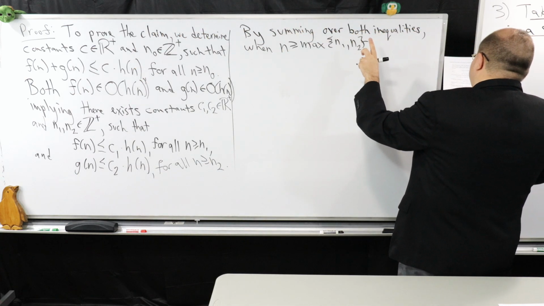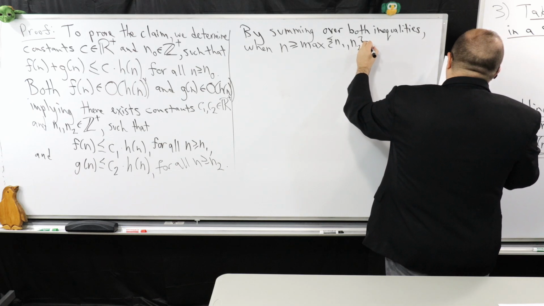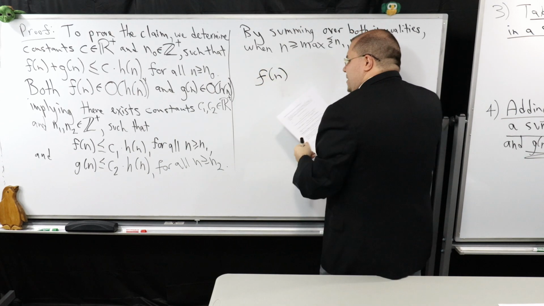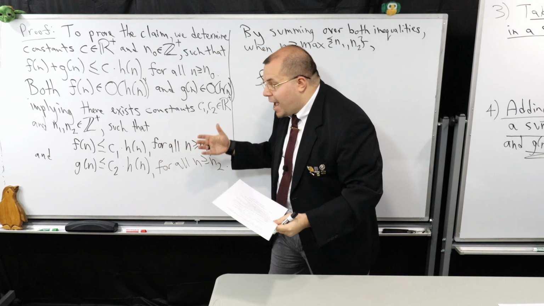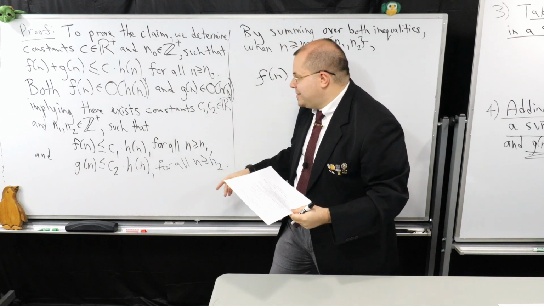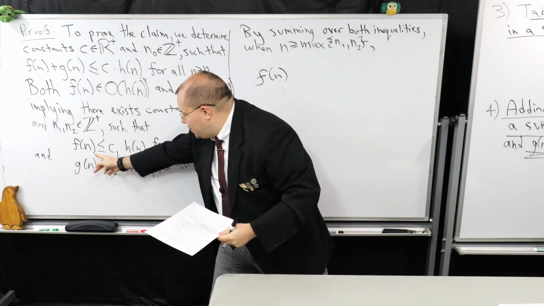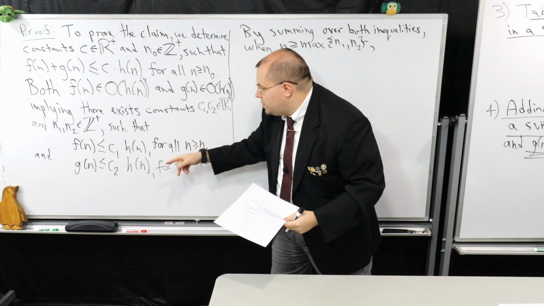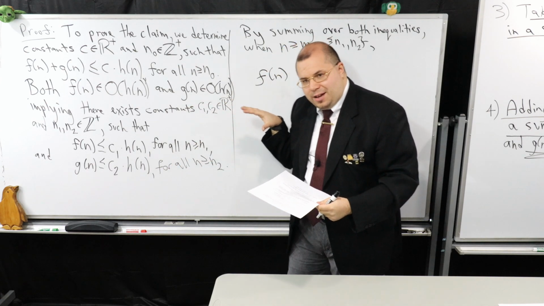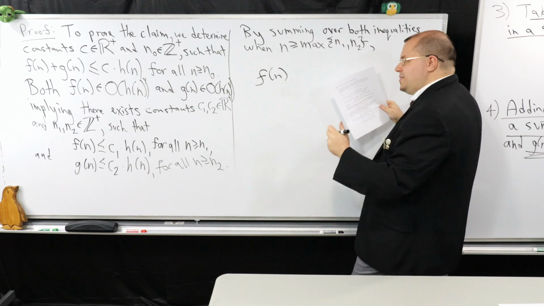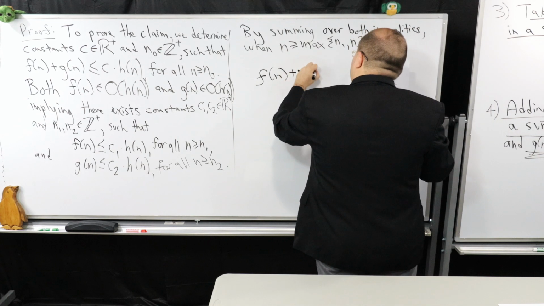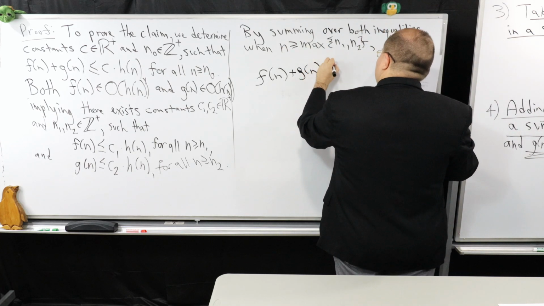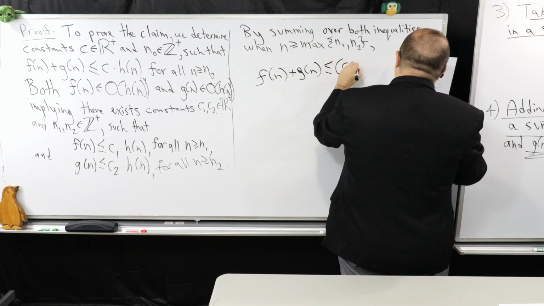So when this is the case, I get the following. I'm going to sum over each one of those inequalities. So I'm going to take this inequality and this inequality and add them together. So it means I'm going to get f of n plus g of n on the left-hand side, and I'm going to get c1 times h of n plus c2 times h of n on the right-hand side. Does everybody understand what I'm doing here? It's very important, so you're not seeing it come out of the ether or something.